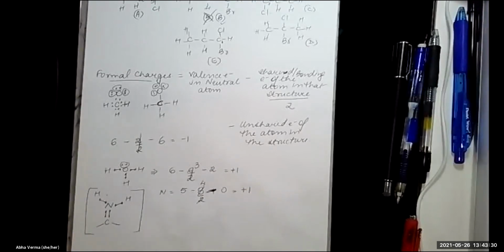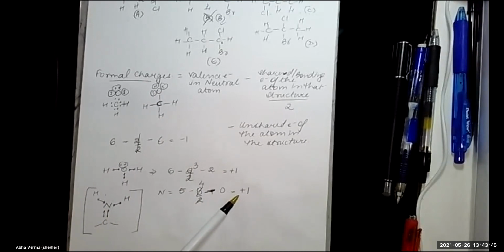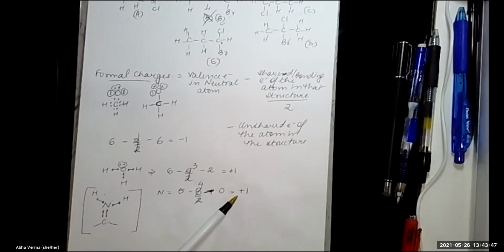So in general, what do you observe? Whenever an atom will be making fewer bonds than it needs to, it will get a negative charge. But if it will make more bonds than it needs to, it will get a positive charge. Carbon is a very special atom. It will never have more than 4 bonds.